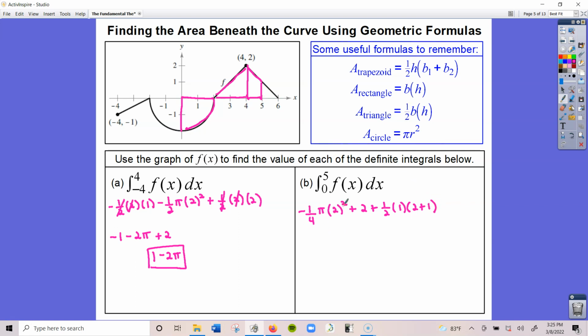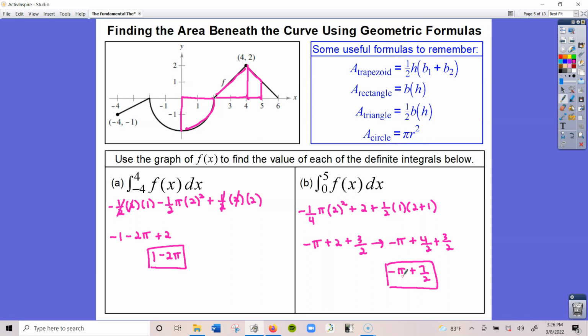So here what we have, 2 squared is 4, divided by 4 is 1, and it's negative, so -1 pi, plus 2 plus, here we have 2 plus 1 is 3, times 1 is 3, times 1/2, 3 over 2. Now I do need to combine at least these two here. So I'm going to rewrite this 2 as 4 over 2, so -pi plus 4 over 2 plus 3 over 2, which gives me -pi plus 7 over 2.